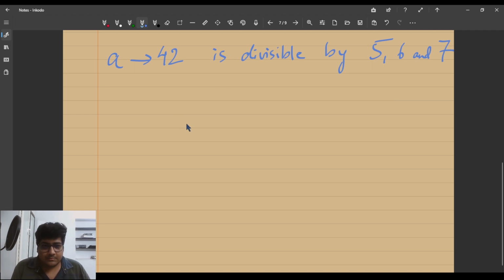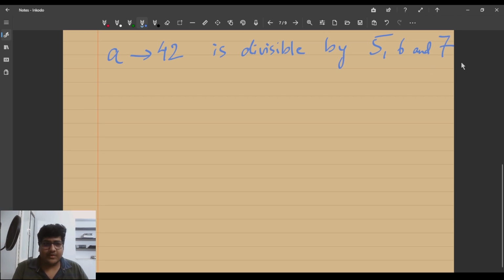Well, is this true? Is 42 divisible by 5, 6 and 7? Pause the video, think about it. So we see that it's not true. 42 is divisible by 6 and 7, but it's not divisible by 5. So the statement made this way is not true. So this is a false statement. So A is false, and it's still a statement because it can be true or false, just true or false, not both.